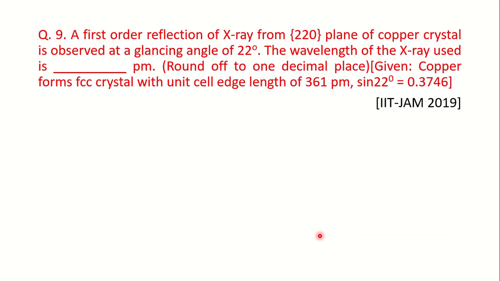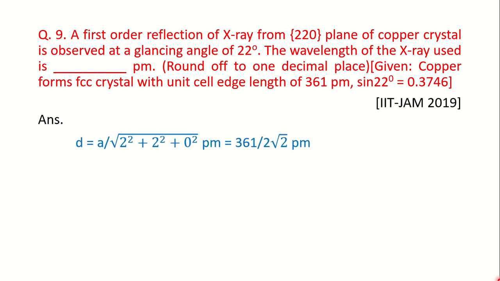Let's move on to the next question, question number 9. This question came in IIT-JAM in 2019. This question asks that a first order reflection of X-ray from 220 plane of copper crystal is observed at a glancing angle of 22 degree. The wavelength of X-ray used is what in picometer unit? You have to round it off to 1 decimal place, and you are given the data that copper has FCC crystal lattice, the edge length is 361 picometer, and the value of sine 22 degree is 0.3746. So let's find out the answer here.